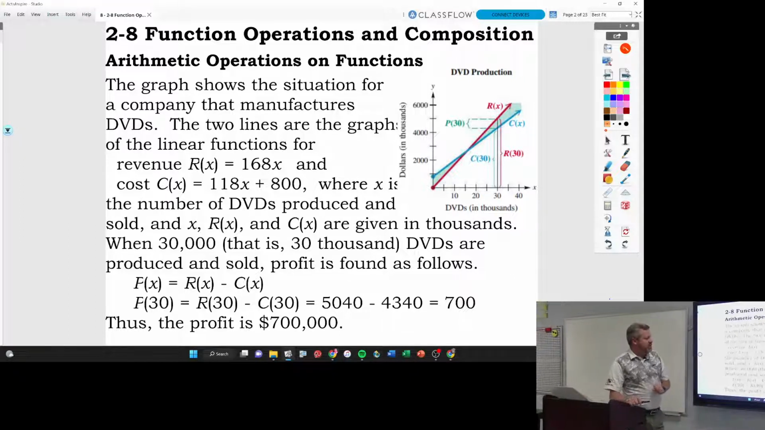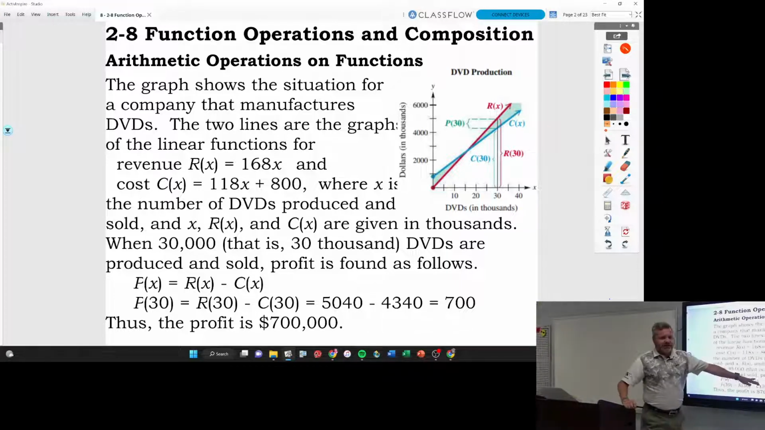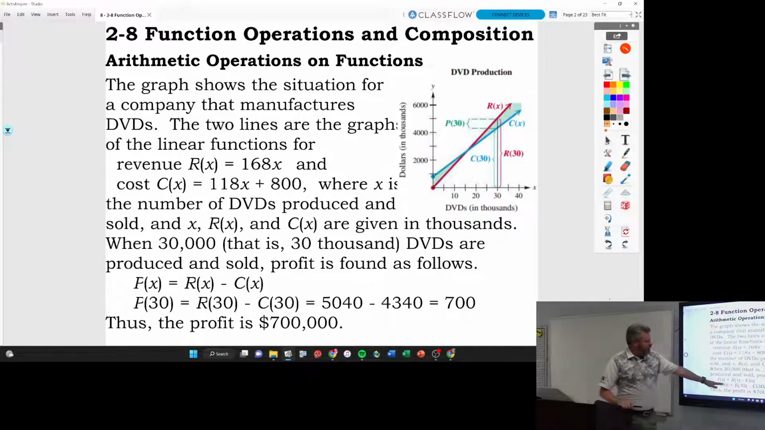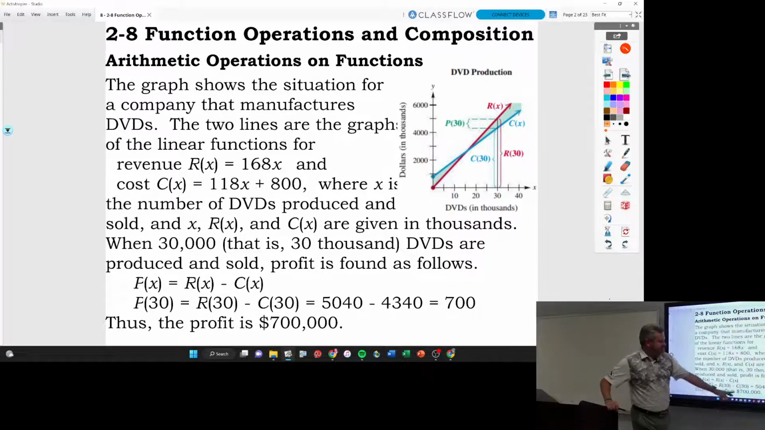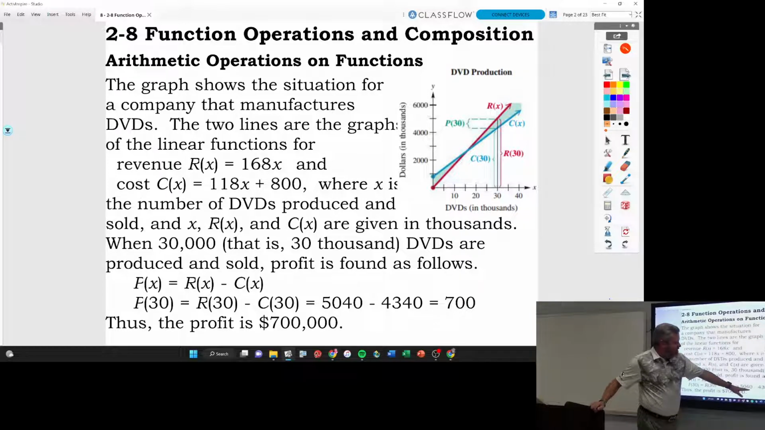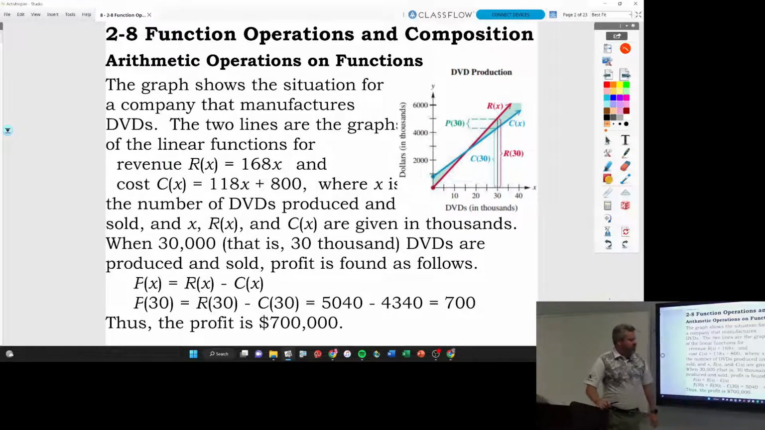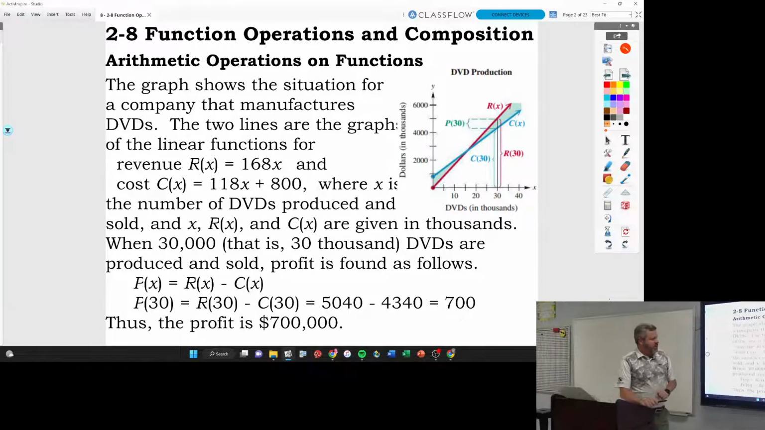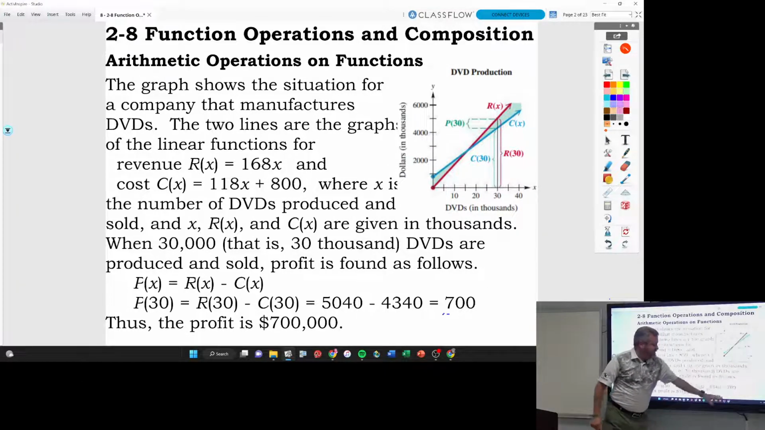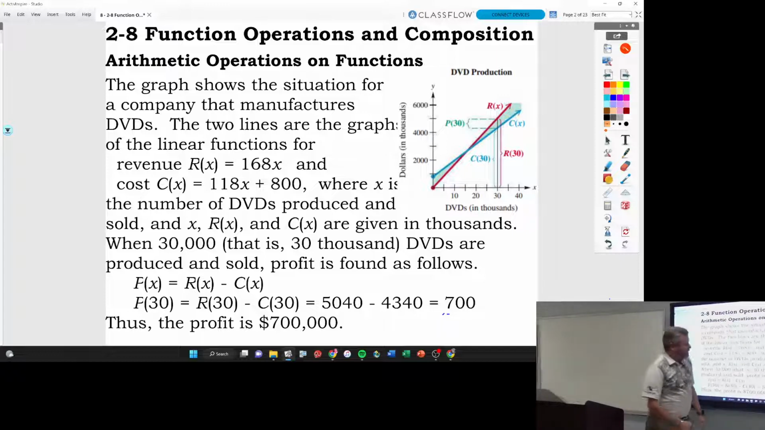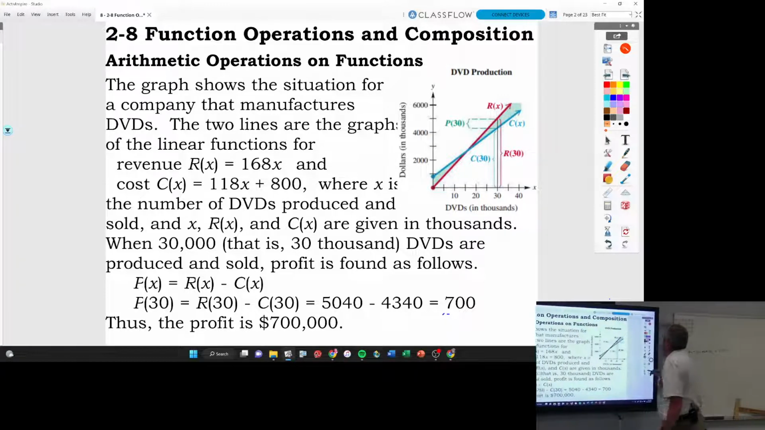When 30,000 DVDs are produced and sold, profit is found by taking revenue minus the cost. So the profit of 30,000 DVDs is equal to the revenue of 30,000 DVDs minus the cost of 30,000 DVDs, which would be 5,040 minus 4,340, which is 700. So the profit is that 700, and since we're talking about thousands of dollars, that 700 is a profit of $700,000.